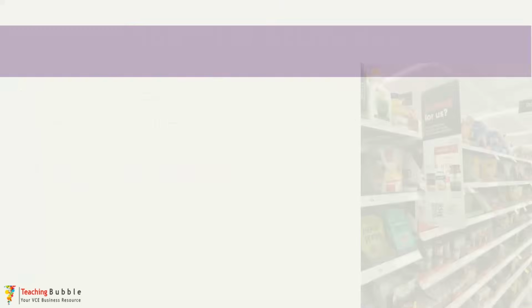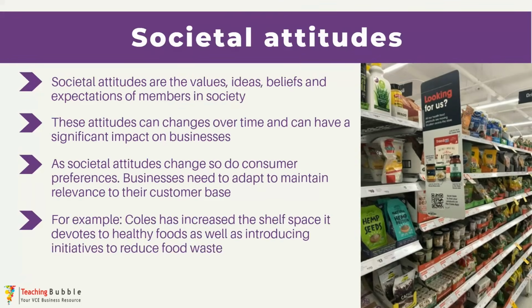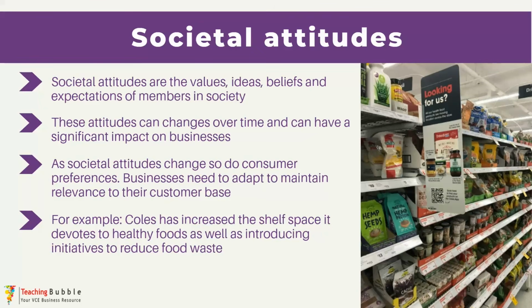And finally, we have societal attitudes, consisting of the changing values, ideas, and beliefs and expectations of those members in our community. Now, those changes in attitudes can influence business practices significantly. So, businesses need to stay in sync with the societal demands so that they stay relevant with their customer base. For instance, an increased demand for environmentally friendly or healthier products can significantly change product offerings. And that was the case with Coles, where they've expanded their healthy food range and also the amount of shelf space they allocate to those types of products.